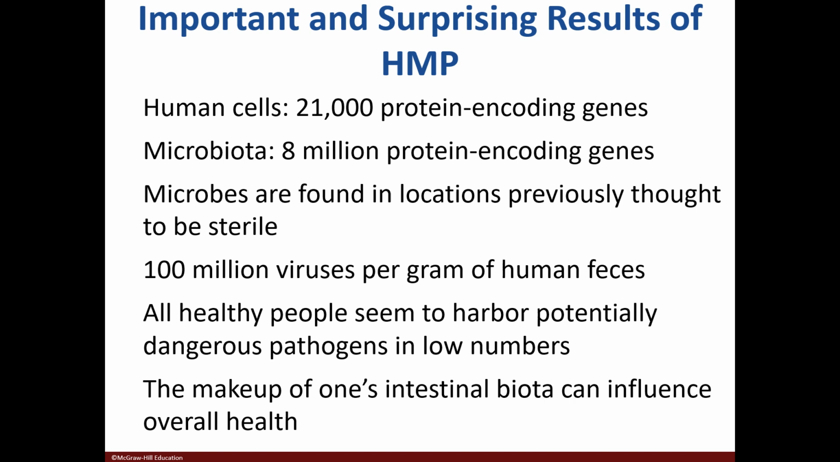Our individual cells have roughly 21,000 genes that code for proteins. The microbes in and on us have 8 million protein-coding genes. They also found microbes in areas that they thought were sterile, like the lungs. Researchers also believe there's about 100 million viruses in each gram of human feces. All of us even have a small amount of pathogenic microbes in and on us. Our normal flora in our gut can also play a role in our health. Alterations are linked to mood, heart disease, and diabetes.